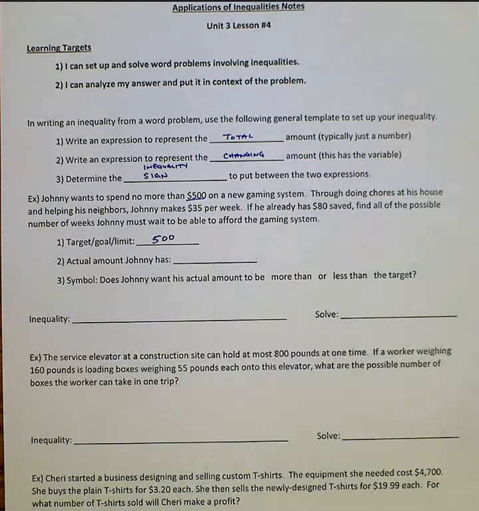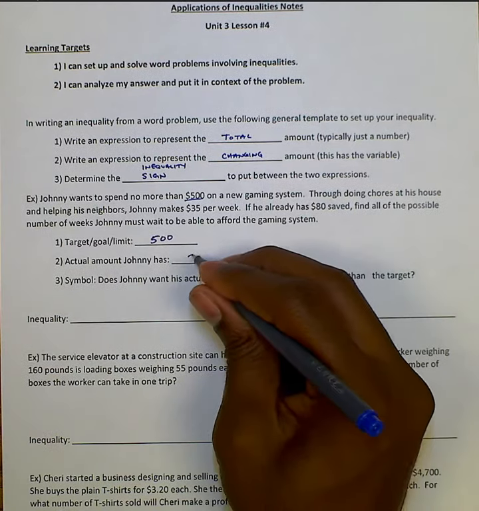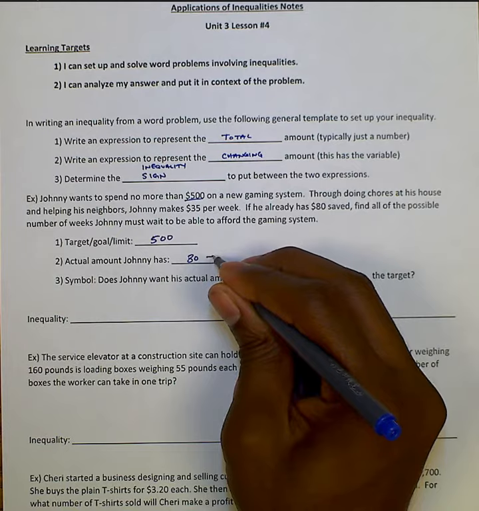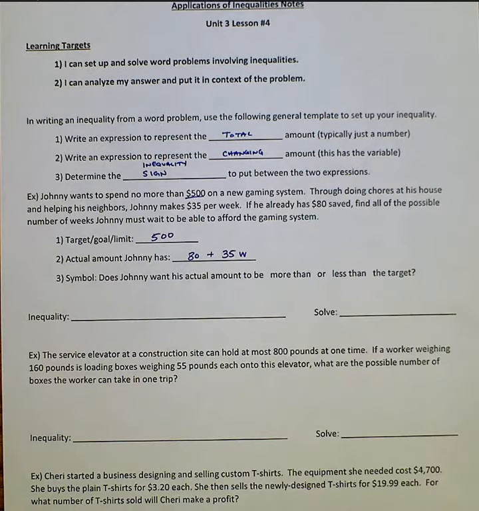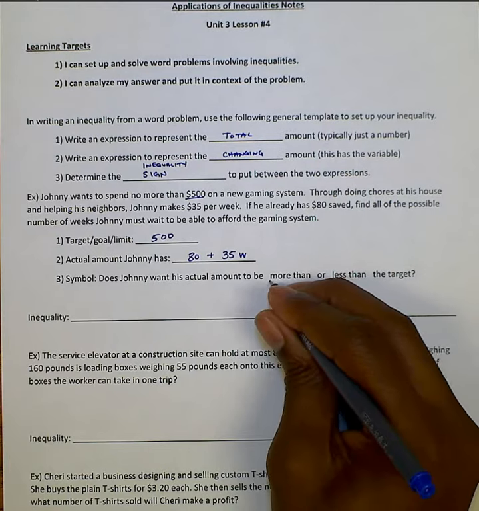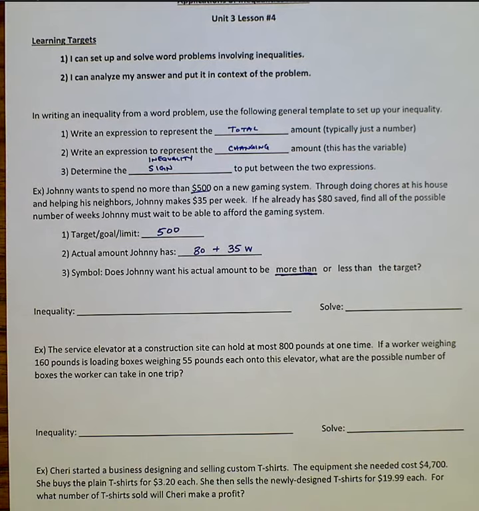The actual amount that Johnny has will be 80 plus $35 per week. And then the symbol we have to talk about. Does Johnny want his actual amount to be more than or less than his target? In this case, he would want to have more than enough money. If you're going to buy something, you want more than enough, not less than enough.